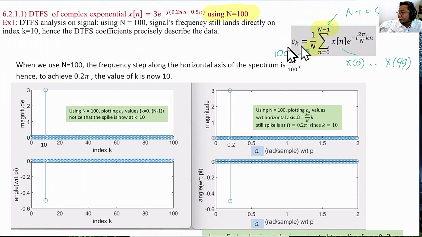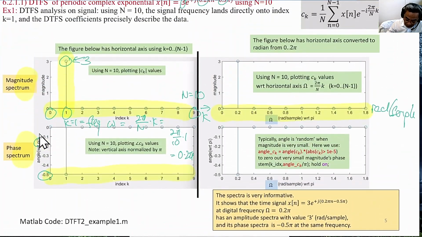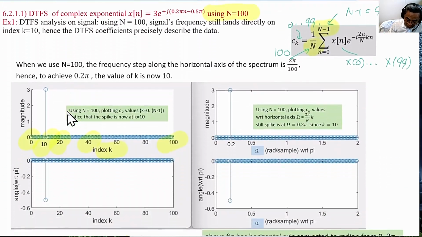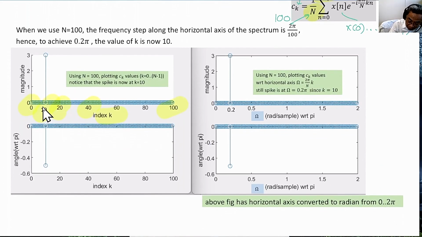So I need to compute this, and I write a for loop again to compute for k equals 0 to 99. So I've done that, and now you can see ck going from C0 to C10, 20, until 99. Alright. Now, there's a difference. In the previous example, we saw that the spike happens at 1. Now, the spike is happening at k equals 10. So what gives? So this is k equals 10.